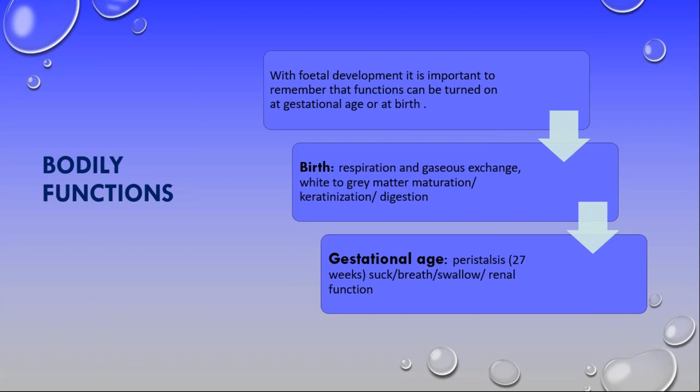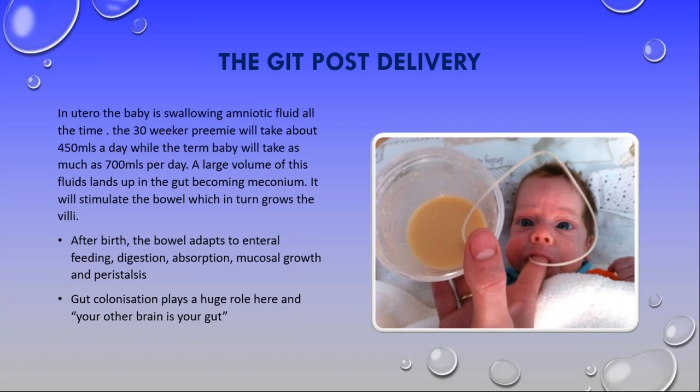So what does the GIT do post-delivery? In utero, the baby swallows, as we said, amniotic fluid all the time. The 30-weeker can take as much as 450 mils a day, while the term baby takes as much as 700 mils a day. And a large volume of this fluid lands up in the gut and becomes meconium. Here it will stimulate the bowel, which in turn will grow the villi.